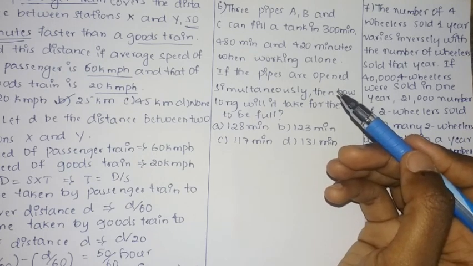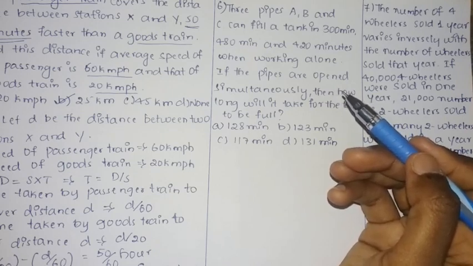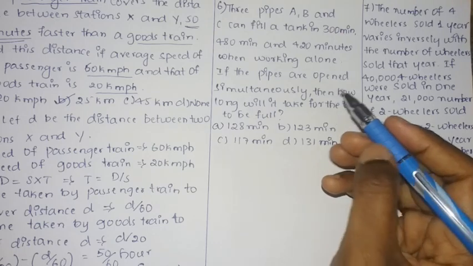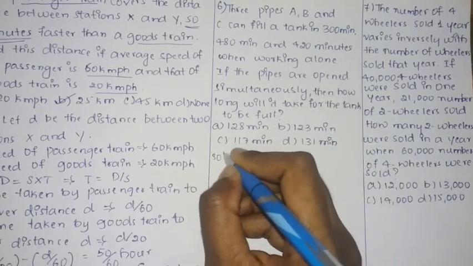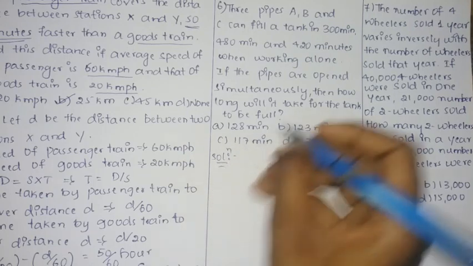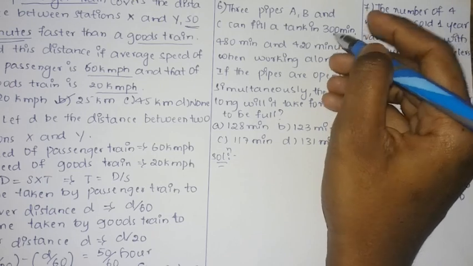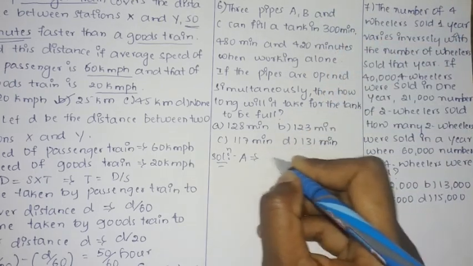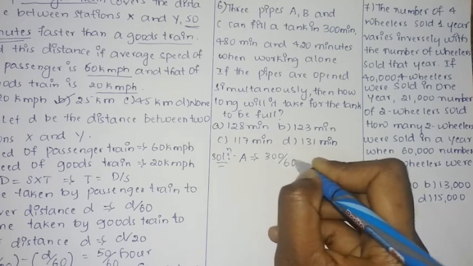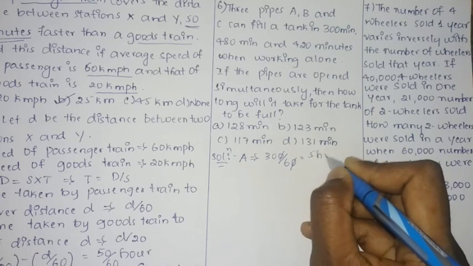So if the tank is simultaneously open, how long will it take to fill the tank by all the three, that is A, B, C? So first, we shall see the solution for this. Here it is in minutes and you need to convert it to hours, that is 300 by 60. A can fill a tank in 300 divided by 60, which is nothing but 6 5s are 30, so 5 hours.